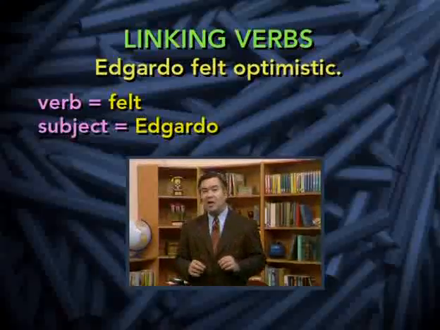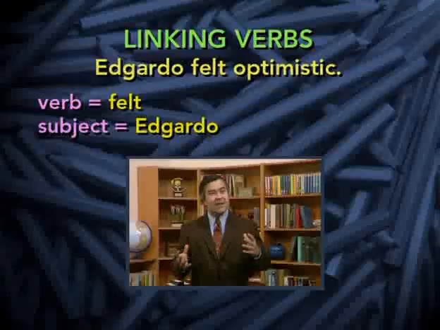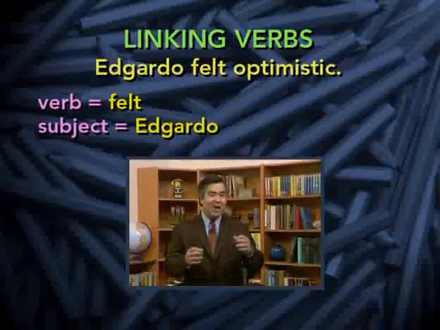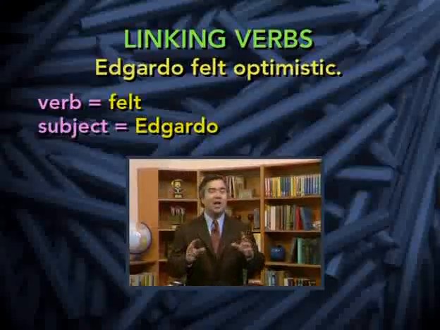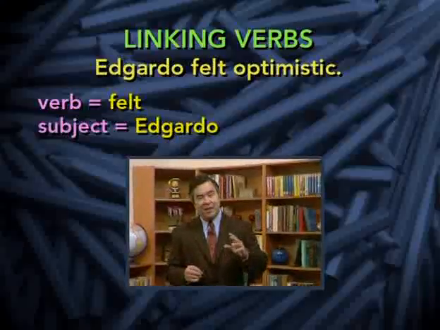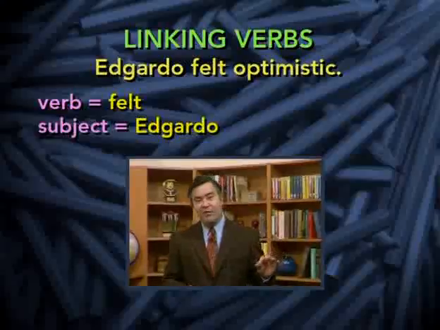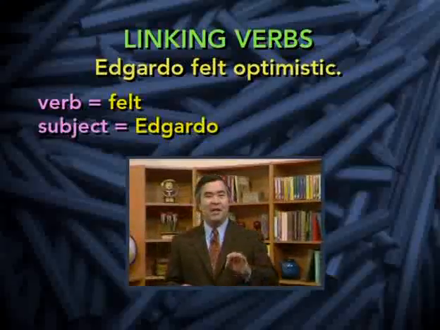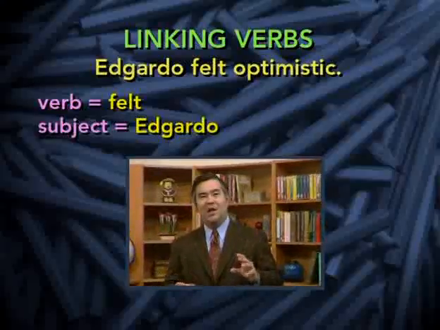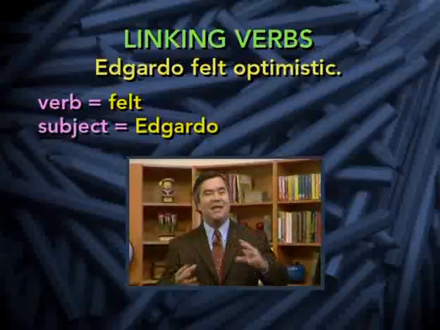When we say that Edgardo felt optimistic, that's almost the same thing as saying he was optimistic. It's just putting a slightly different meaning on it. So in this sentence, felt is being used as a linking verb, and what comes before and after the linking verb, those two things are being equated or being made to appear the same.